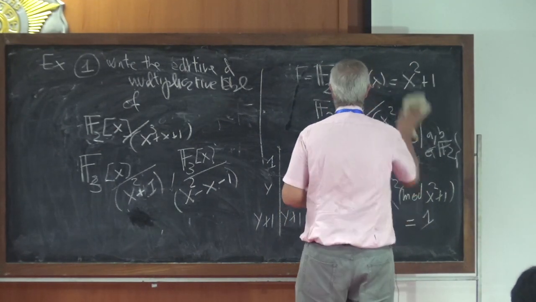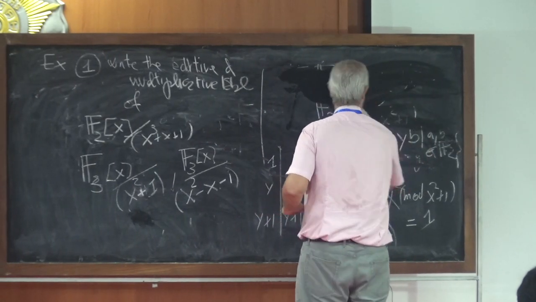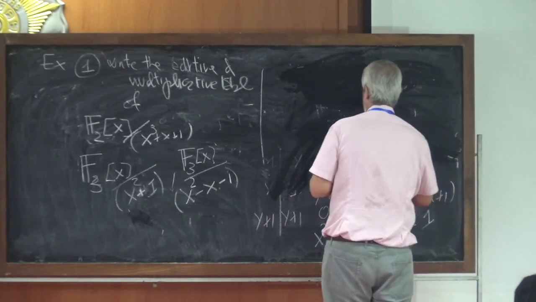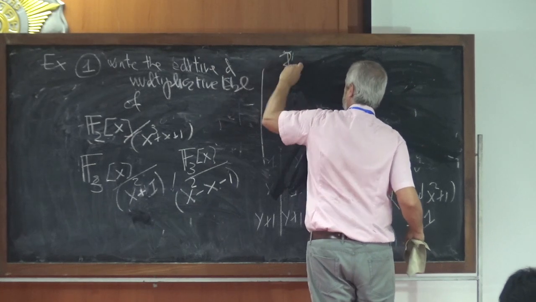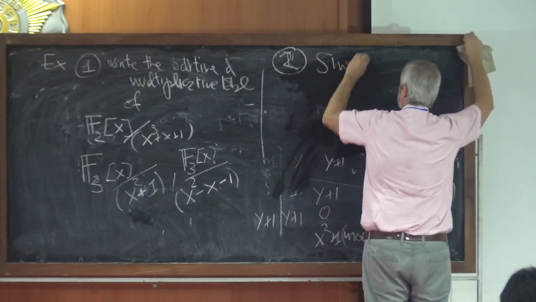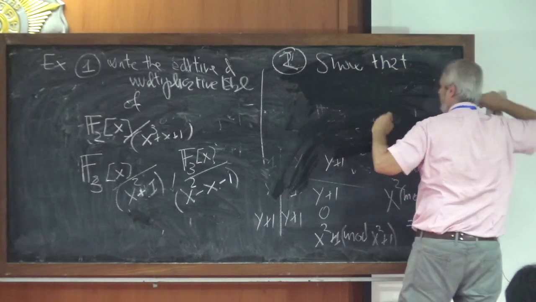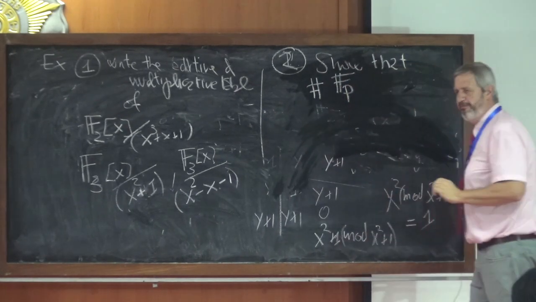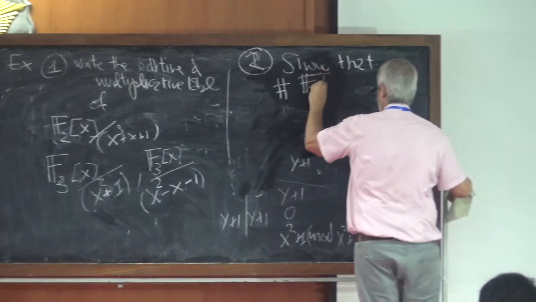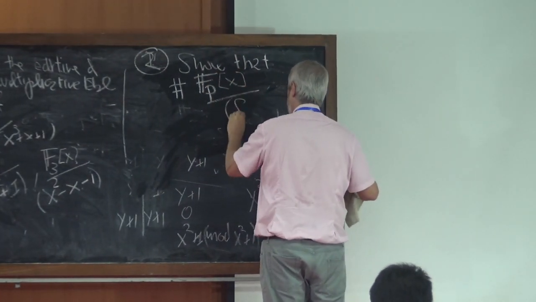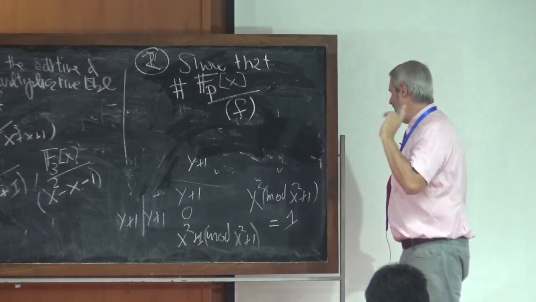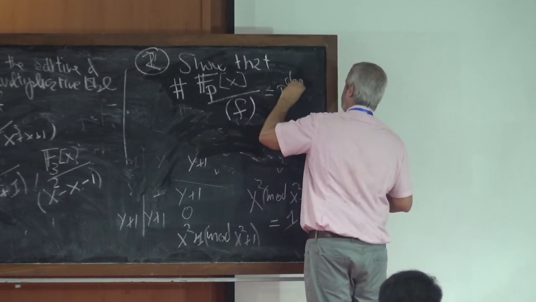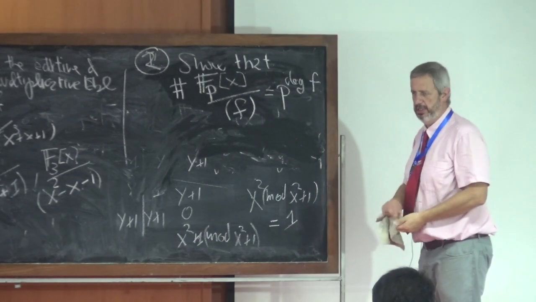And the second exercise: show that the cardinality, if you take this field Fp, which is a finite field, and then you do the quotient by any polynomial, the cardinality of this set is p to the power of the degree of this polynomial. Please show that.